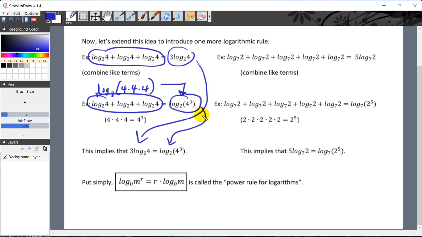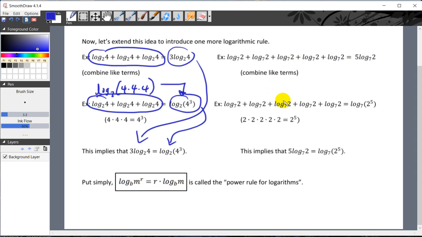Similarly, let's say we did another example. Let's say we had log base 7 of 2 plus log base 7 of 2, and so on. All of these terms look the same. So let's say x equals log base 7 of 2. Then x plus x plus x plus x plus x gives 5x, right? 1x plus 1x plus 1x plus 1x plus 1x equals 5x, and that's simply done by combining like terms.